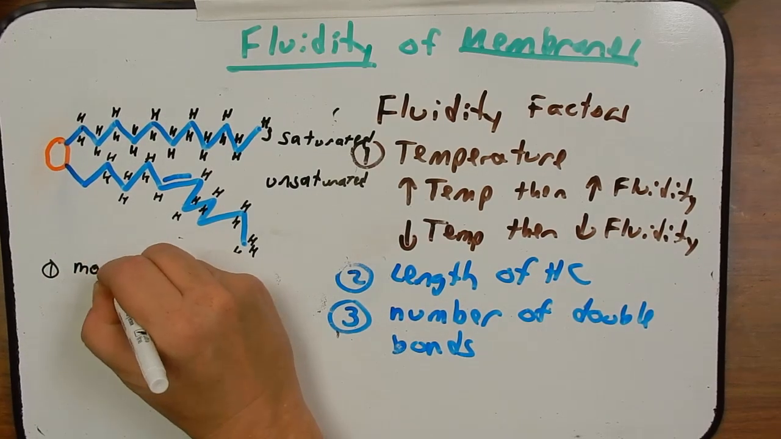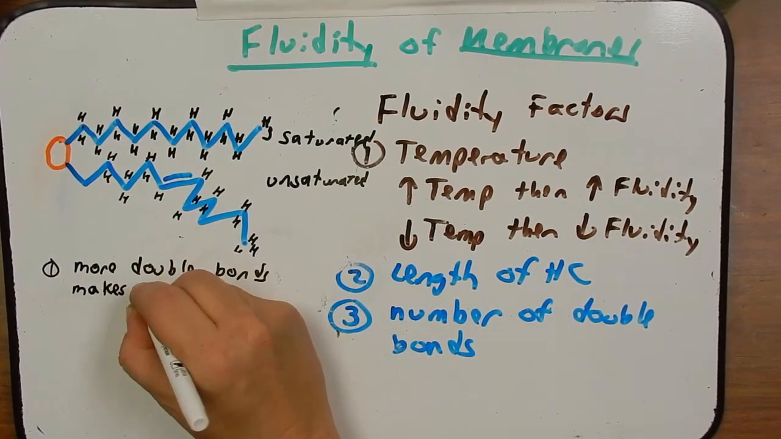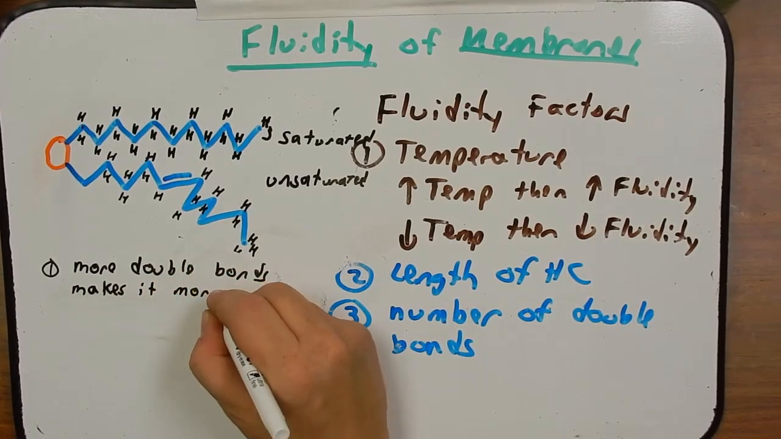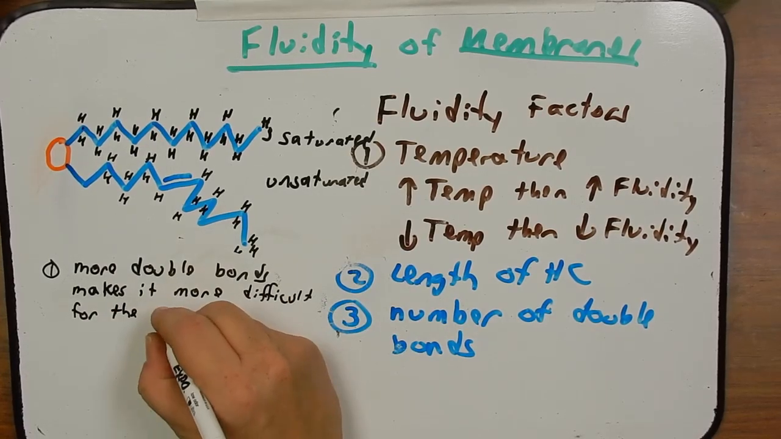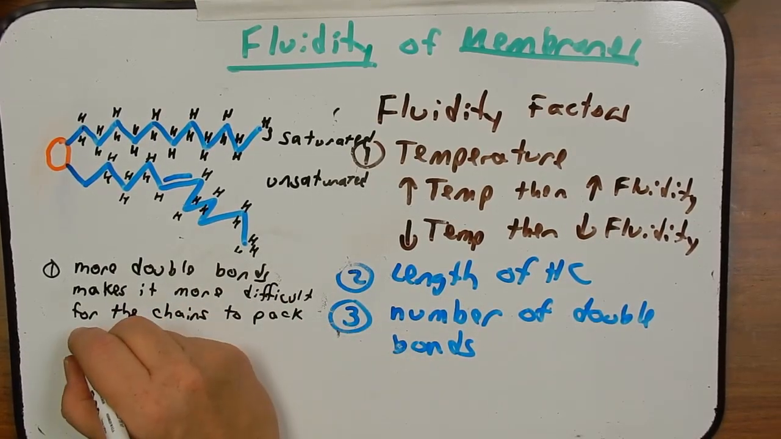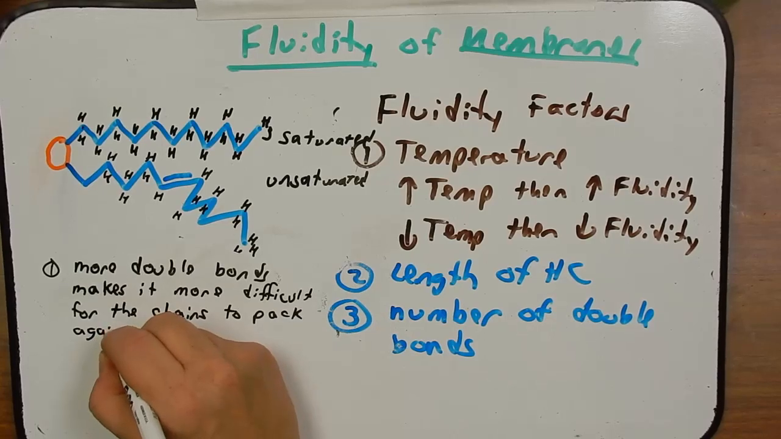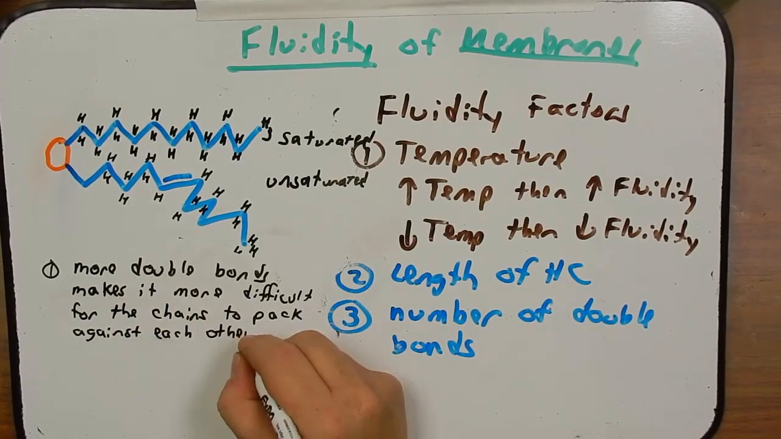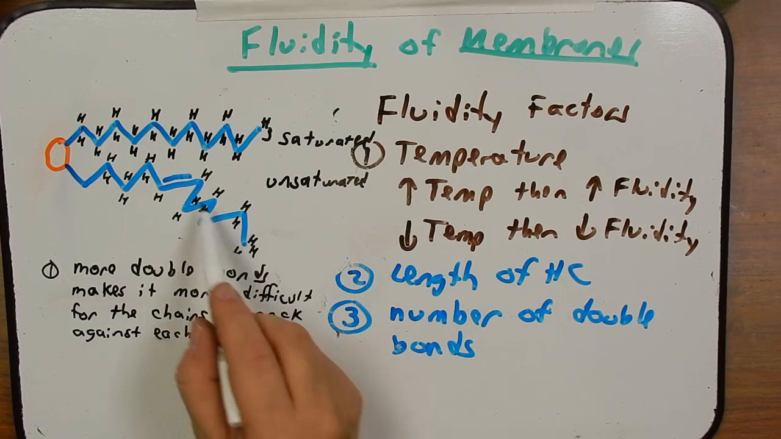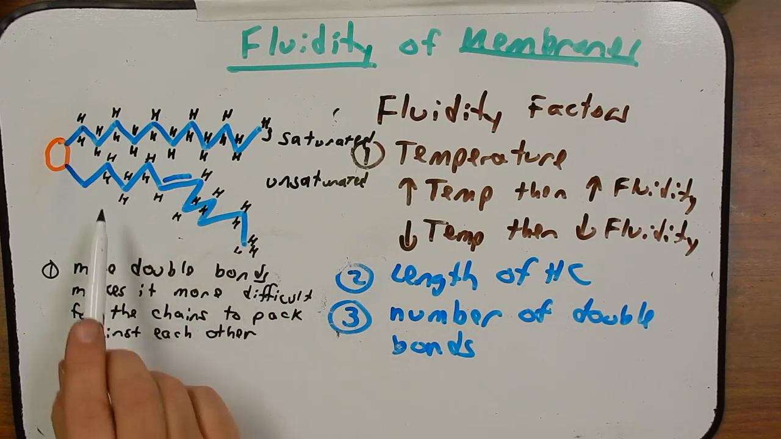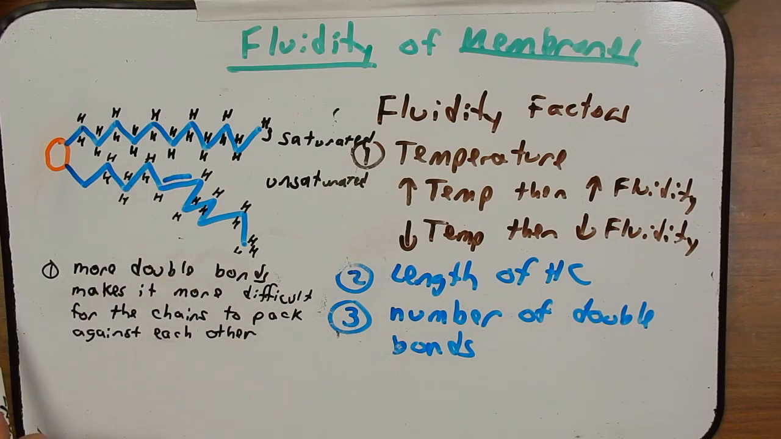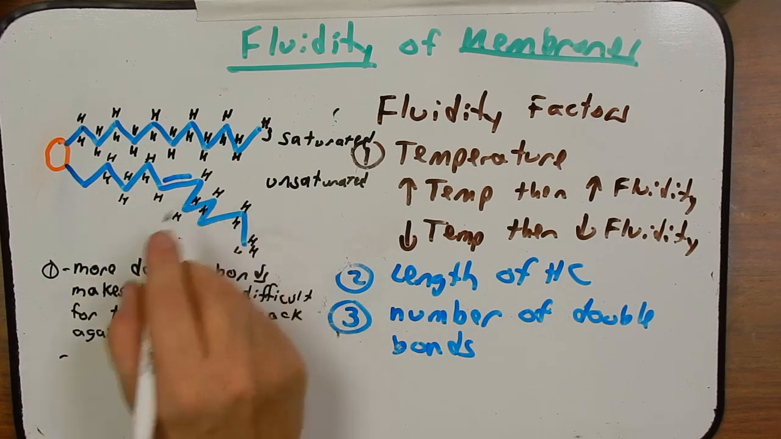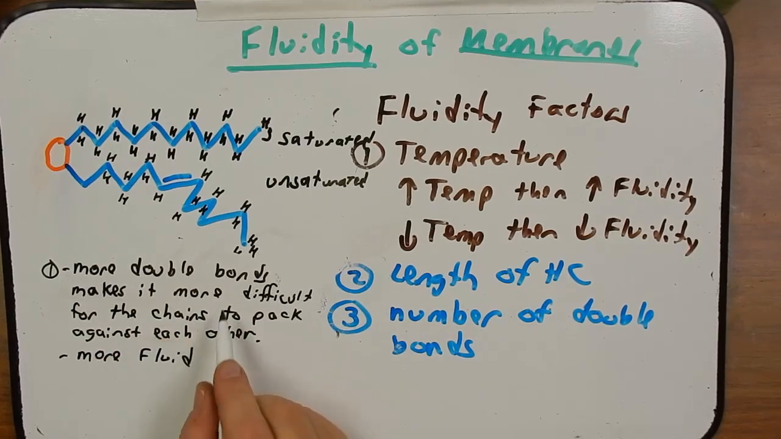More double bonds makes it more difficult for the chains to pack against each other. Another way of saying it is it makes it less flexible, more rigid. This chain, since it has this kink in it, is going to be less likely to interact with this chain, or any chain. This makes this membrane more fluid. Less packing makes it more fluid.